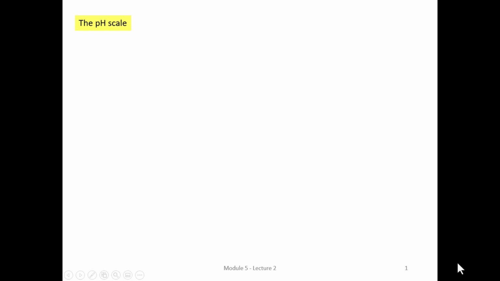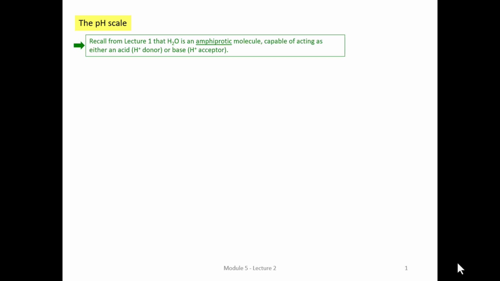In Lecture 2, we want to discuss the origins of the pH scale and look at some tools that will help us to understand the chemistry of acids and bases a little better. If you recall from Lecture 1, water is an amphiprotic molecule. It's capable of acting as either an acid, an H plus donor, or a base, an H plus acceptor.